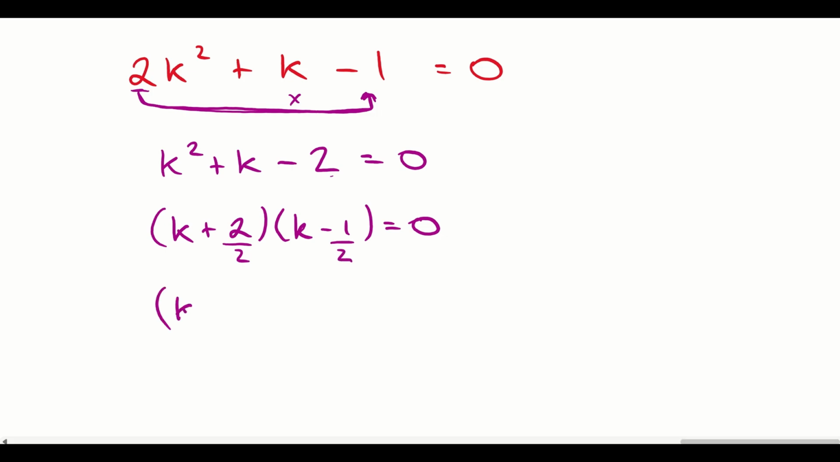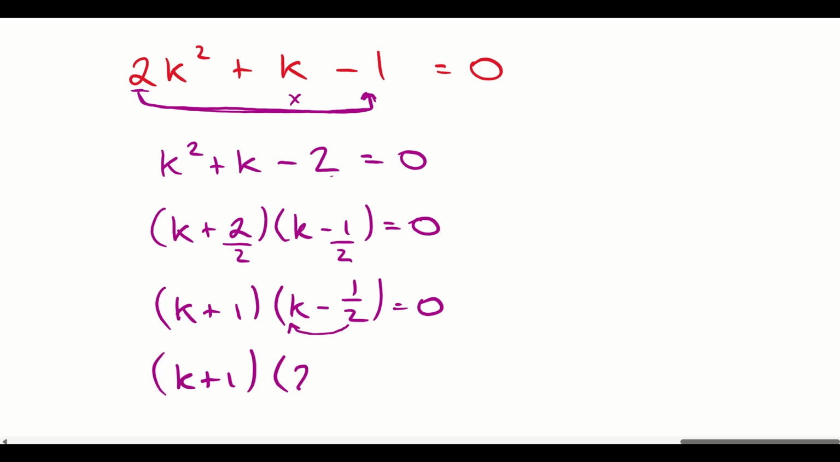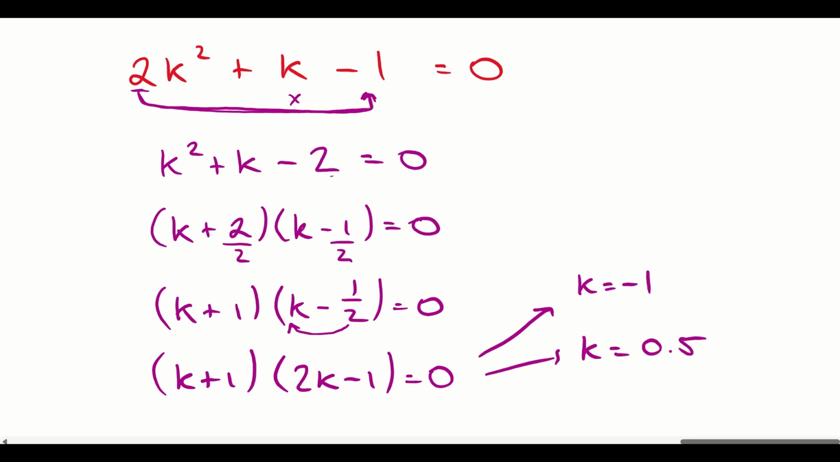And then I simplify. So 2 over 2 is just 1. And well, this half I can't simplify, so that just stays as it is. And then I lift any bottoms up, so I bring my 2 out the front here. So I end up with k plus 1 and 2k minus 1 to be 0, which yields me 2 solutions. K to either be -1 or k to be 0.5.